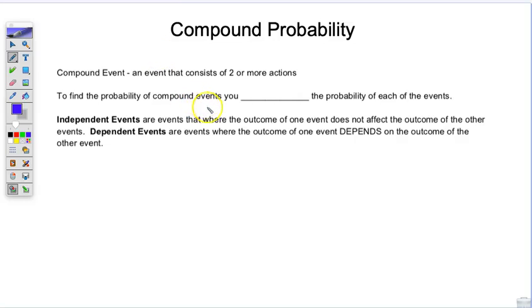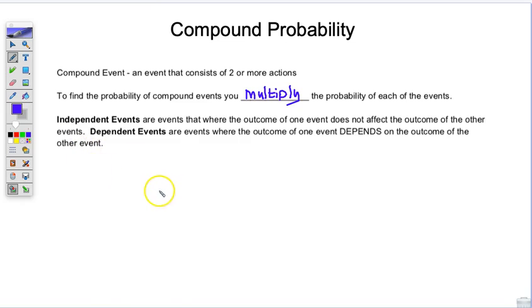Hi guys, today our lesson is on compound probability. A compound event is an event that consists of two or more actions. To find the probability of compound events, you multiply the probability of each of the events.